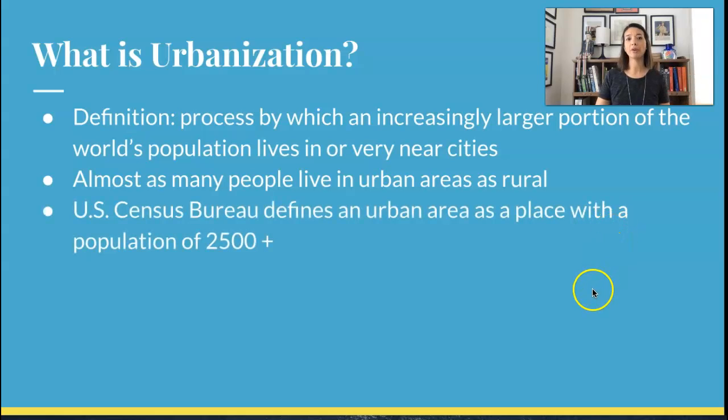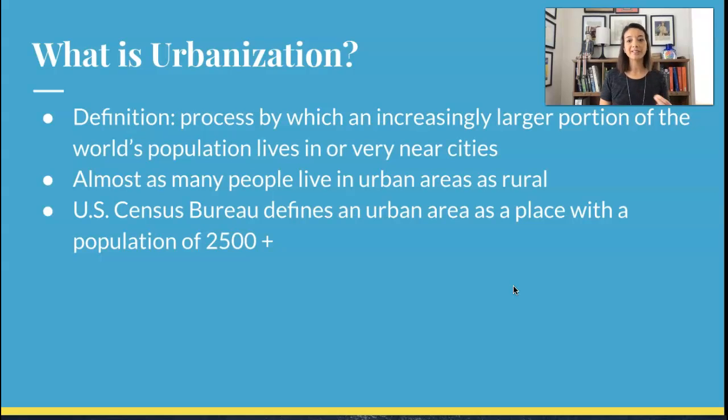The U.S. Census Bureau defines an urban area as a place with a population of 2,500 people or more. All right, now we have to take a step back for just a second and talk about where this definition came from. In the early part of the 20th century, so early 1900s, urbanization had just begun and population concentrations were actually pretty low. So this number is actually a low threshold for modern times.